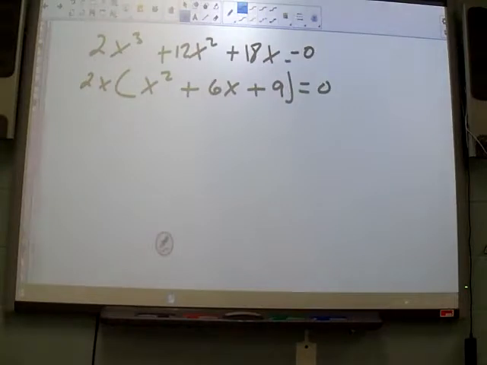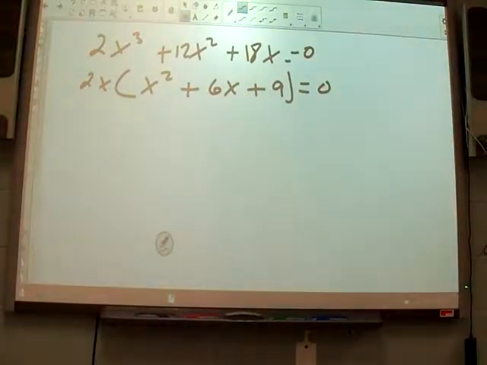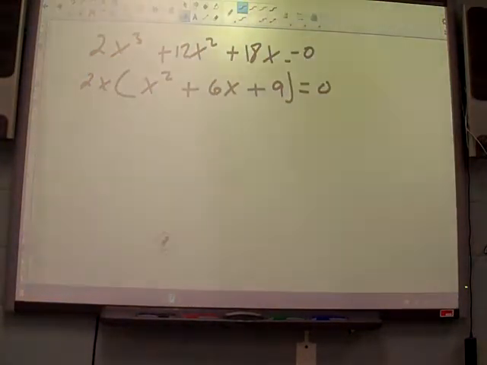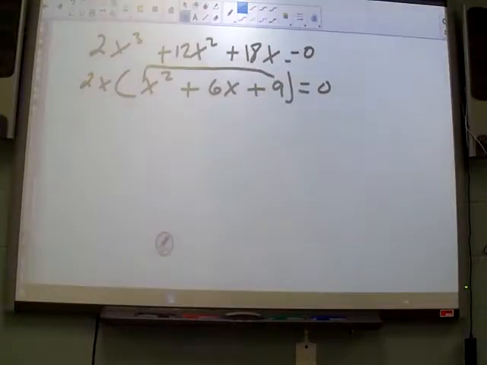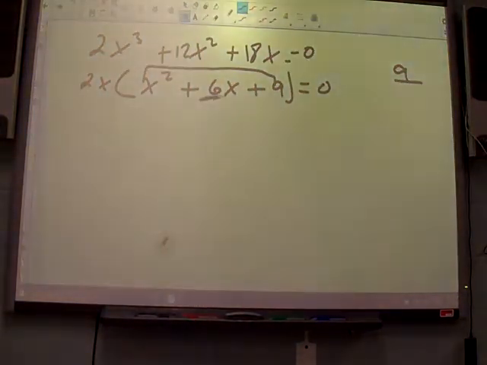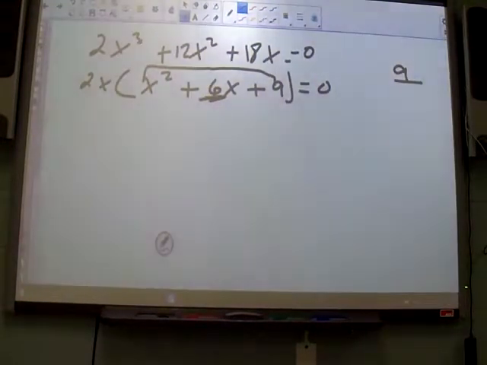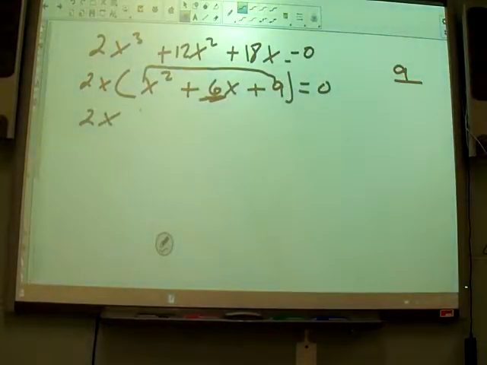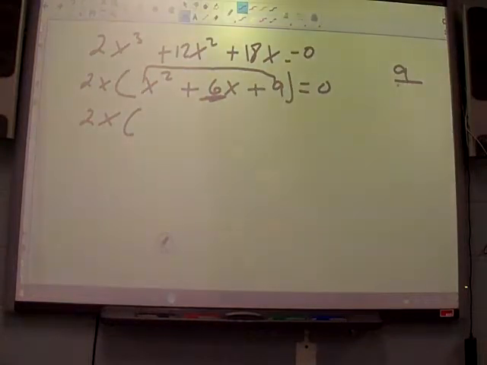And then you check your A and your C. Okay, now we got a trinomial in that parentheses, so we check 3 and 3. 1 times 9. Are there any numbers that I can multiply to make 9 but add to make 6? 3 and 3. Okay, so we just keep our 2x, and the 3 and 3 are both positive.